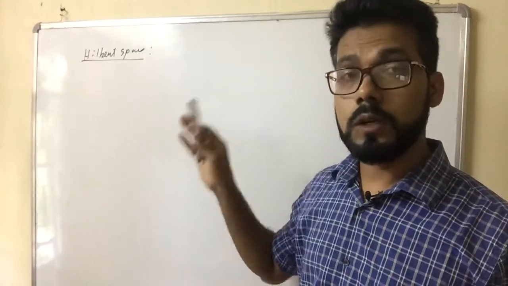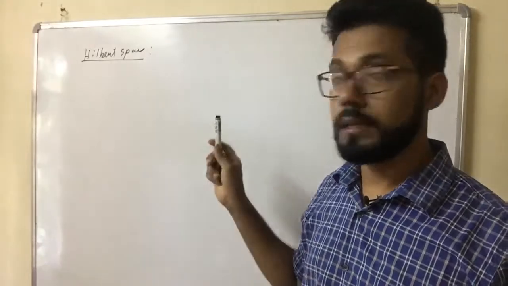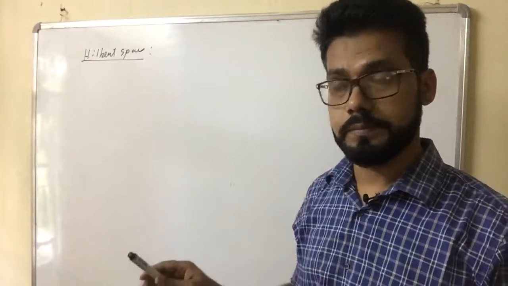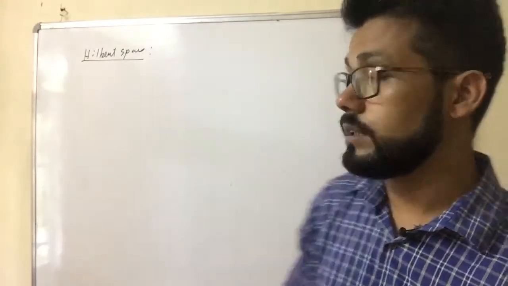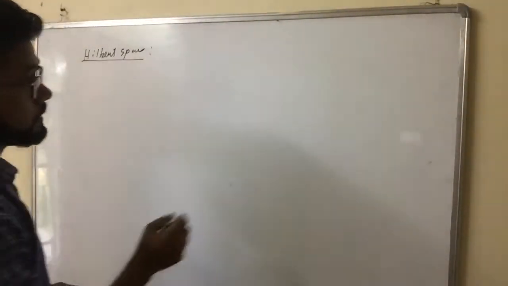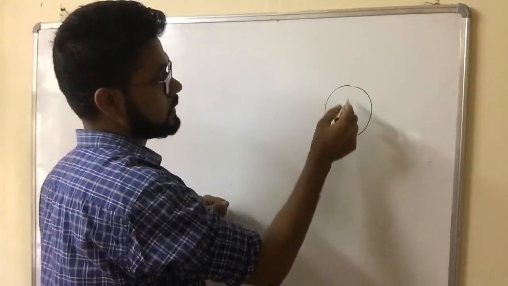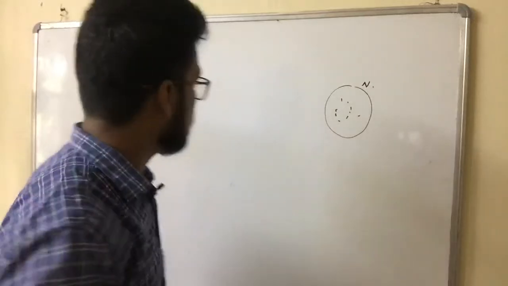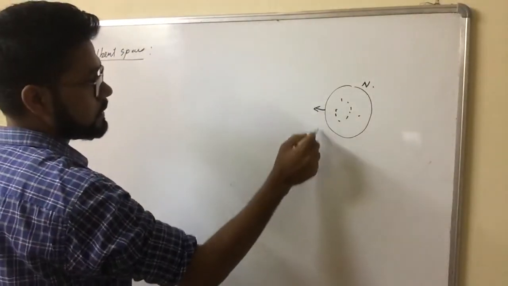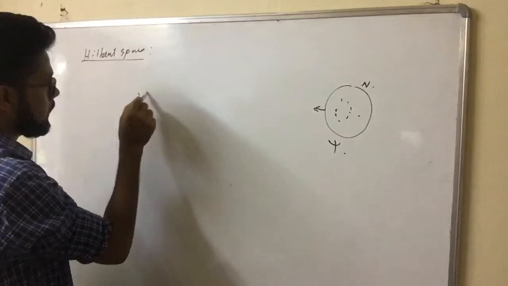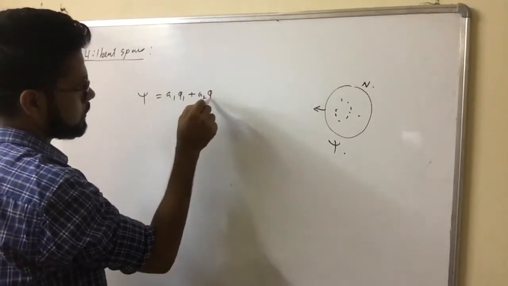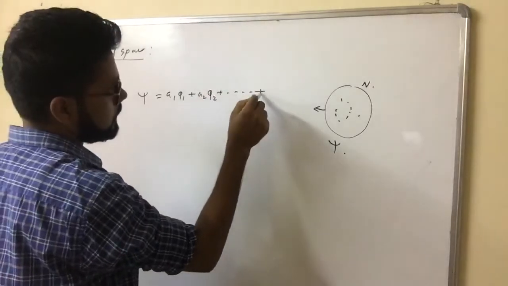Okay. And we often represent the wave function in terms of bracket notation in Hilbert space, but its physical meaning will remain the same. So what is the representation? First, suppose we have a system of n number of particles. This wave function is represented by, suppose, phi. Suppose phi we represent as a1 phi 1 plus a2 phi 2 up to an phi n.